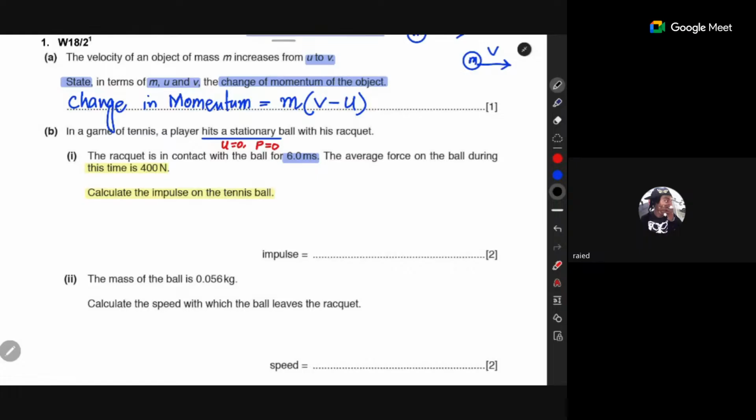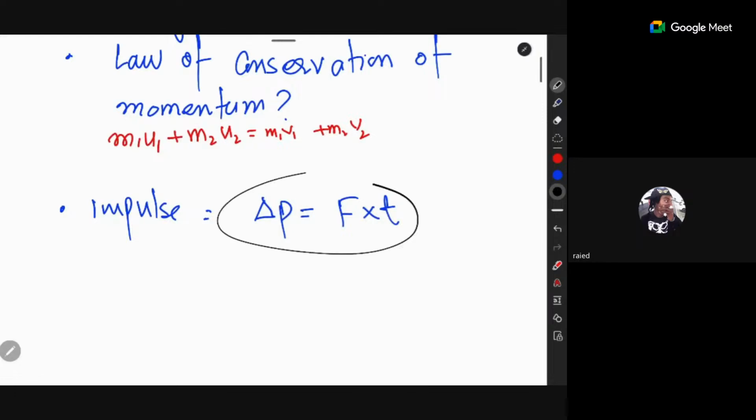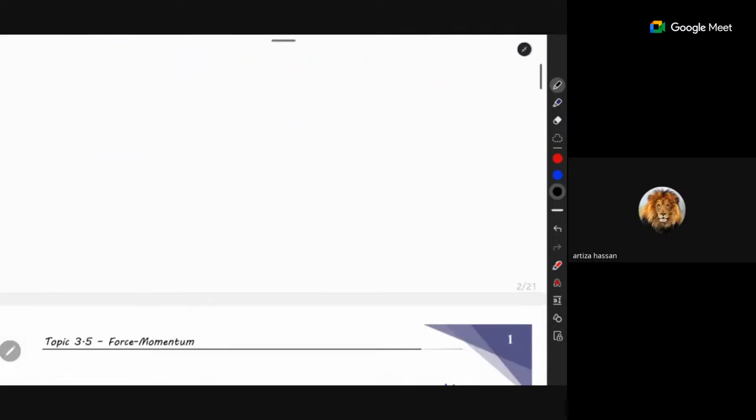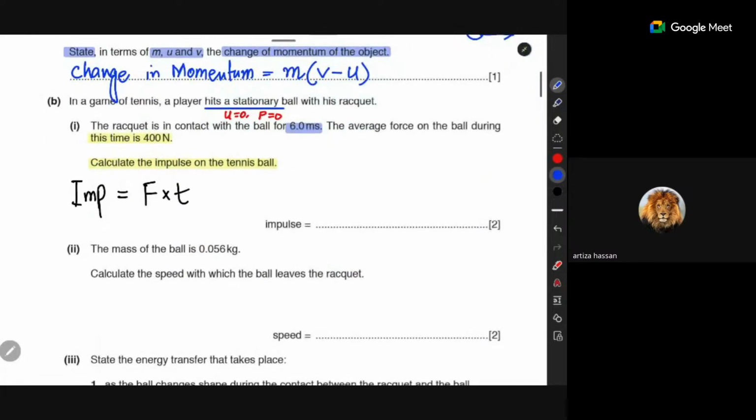But here, what do you have? You have another formula for impulse. What I told you is that impulse is equal to F times T, isn't it? That is what I told you just now. Impulse is equal to F times T. When it is F times T, I will just plug in the values. What is force? That is 400. And what is time? Time is 6.0 milliseconds.